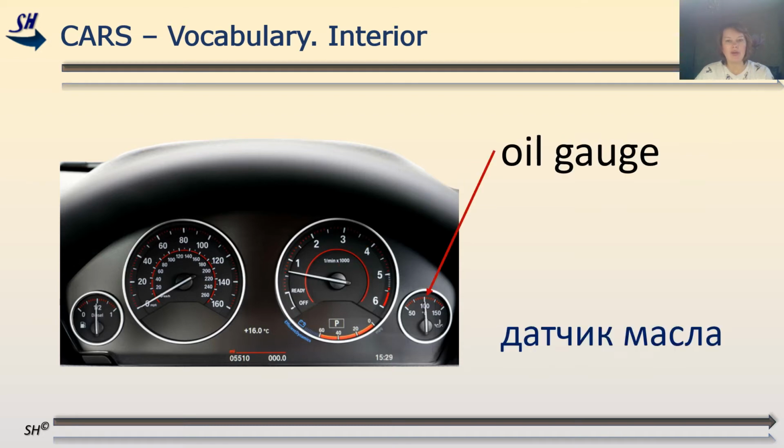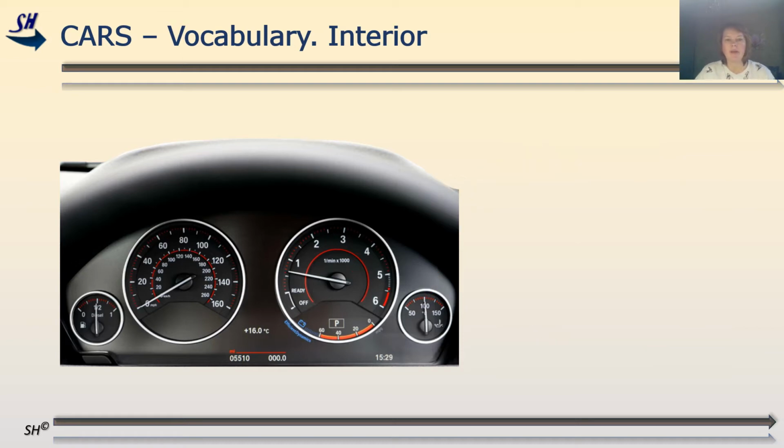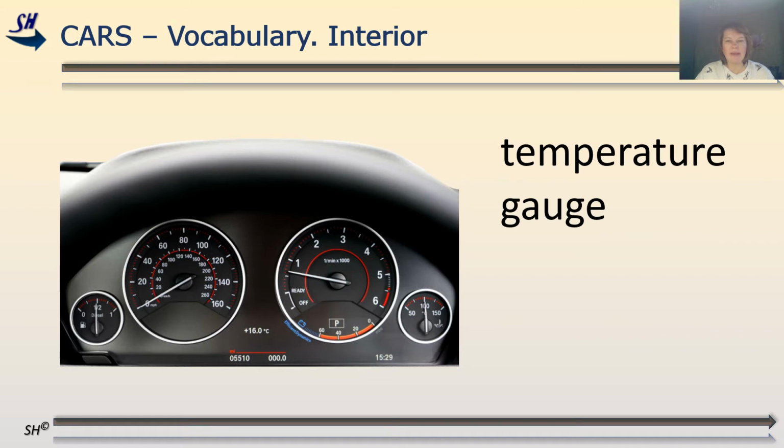Oil gauge. This indicator shows if you need to fill up your car with oil or you are okay at the moment. The next one here on this panel is temperature gauge, which shows the temperature outside, how cold or warm it is outside.